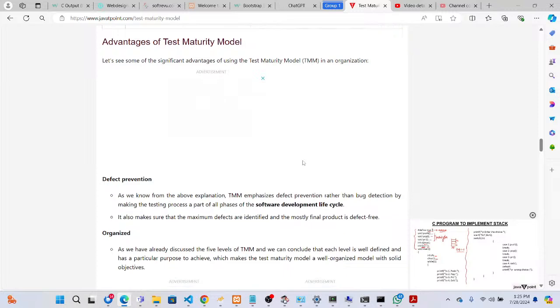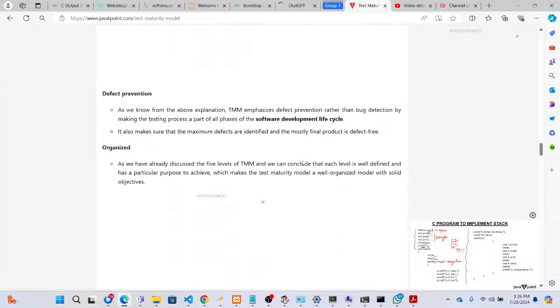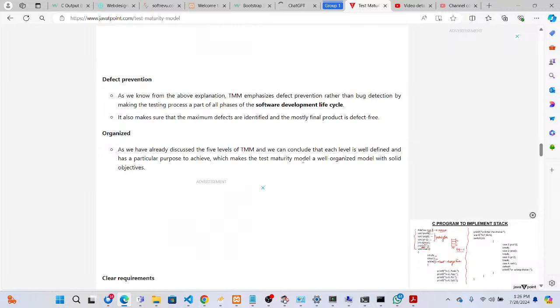So advantages of the testing maturity model. Defect prevention: as we know from the above explanation, the team emphasizes defect prevention rather than bug detection by making the testing process part of the software development lifecycle. It also makes sure that the maximum defects are identified and mostly the final product is defect free. Organized: as we have already discussed the 5 levels of TMM, we can conclude that each level is well defined with a particular purpose to achieve, which makes the testing maturity model a well organized model.